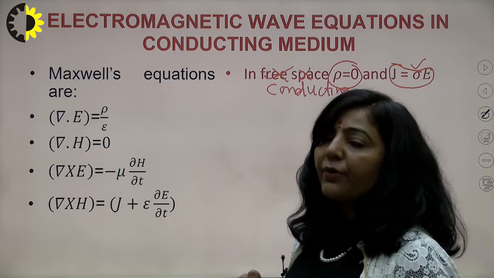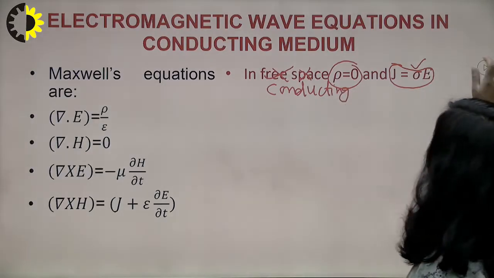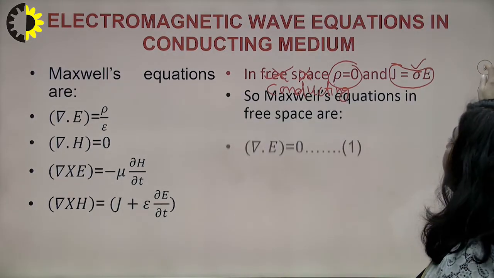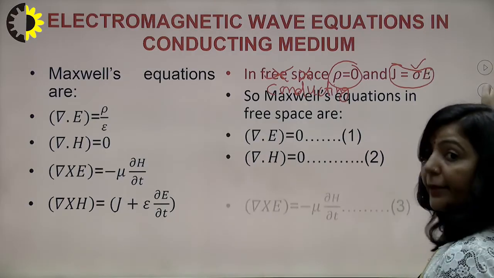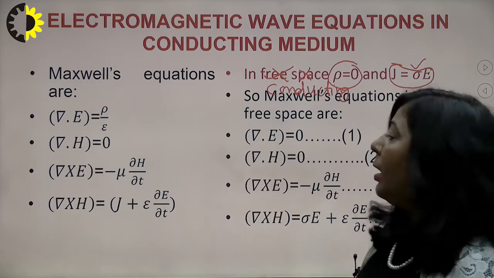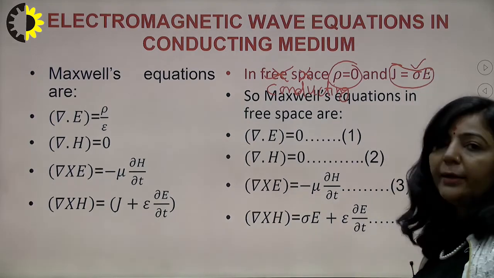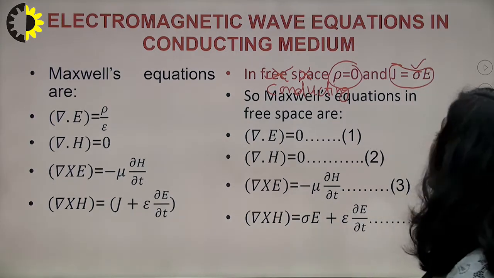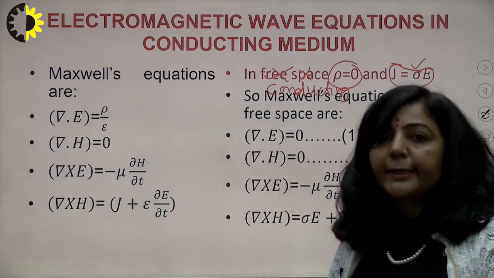So I am going to modify these equations for the conducting medium. These are the modifications. The first equation is del dot E equals 0, and there is no change in the second and third equations. And in the fourth one, instead of J, there will be sigma into E. So these are the four Maxwell equations in a conducting medium.